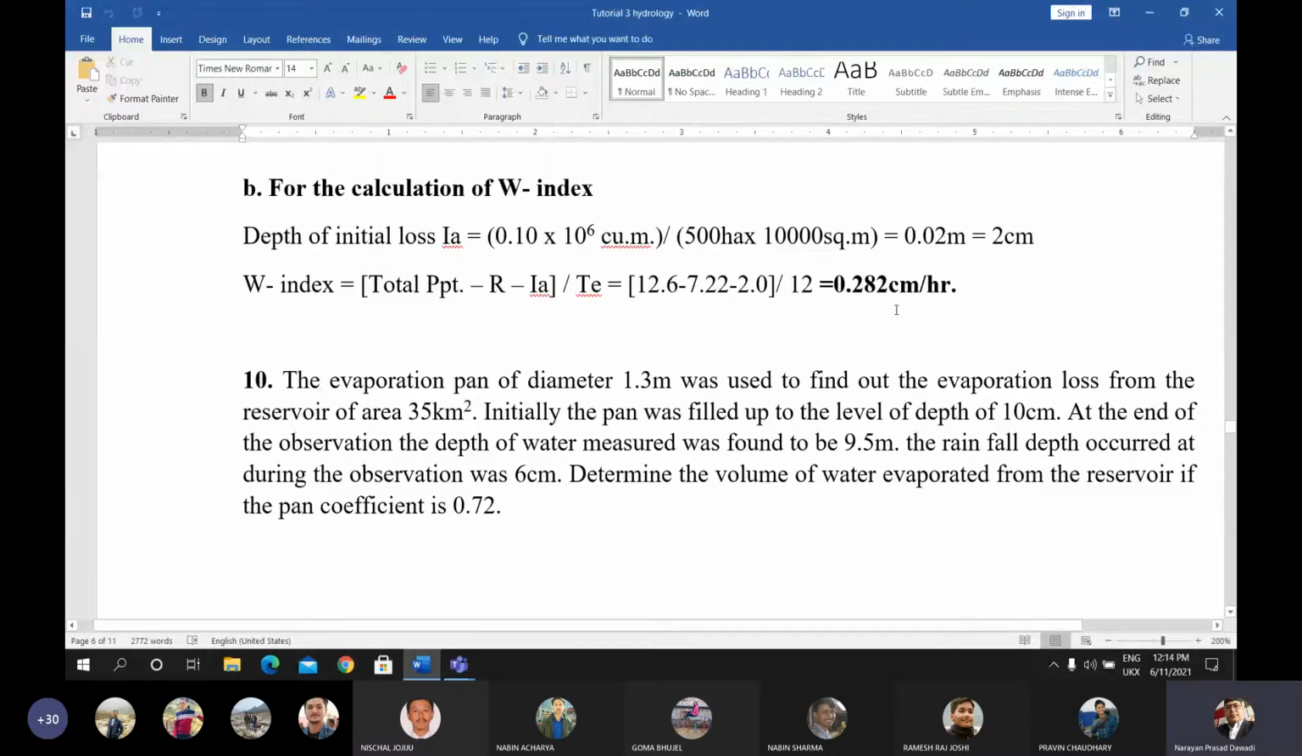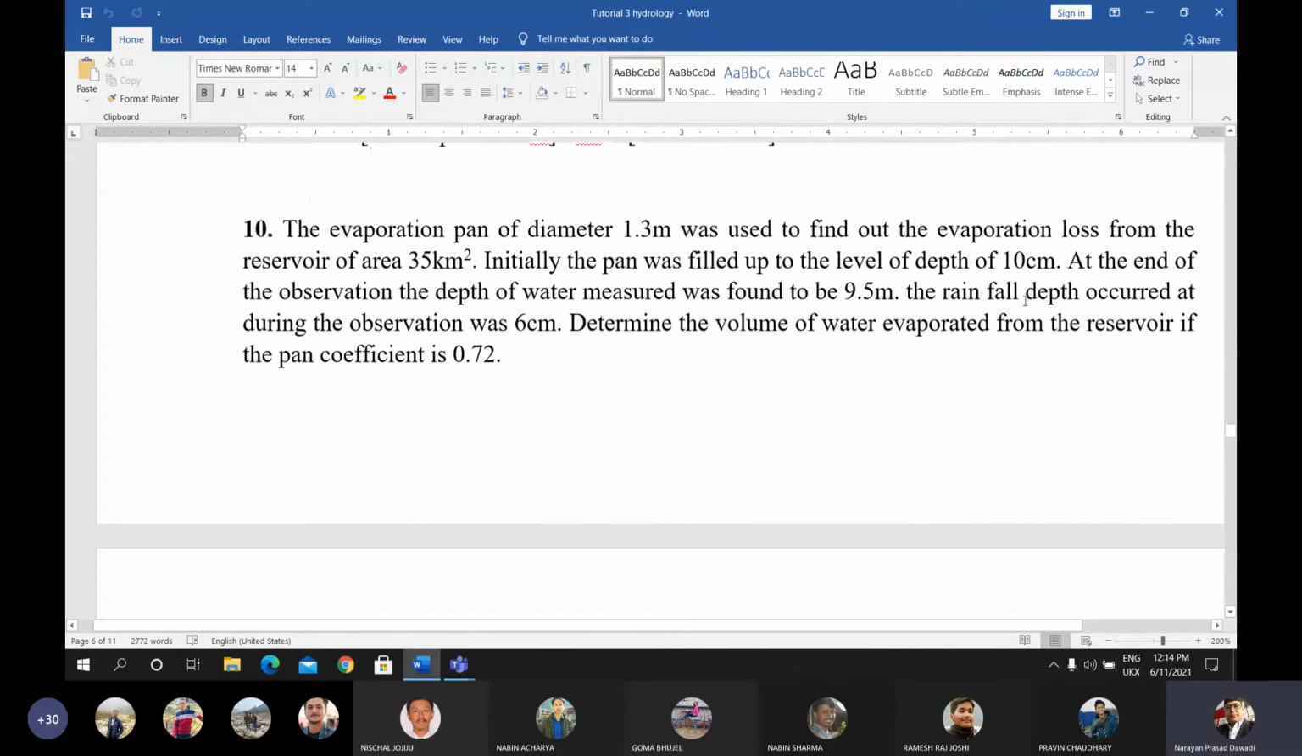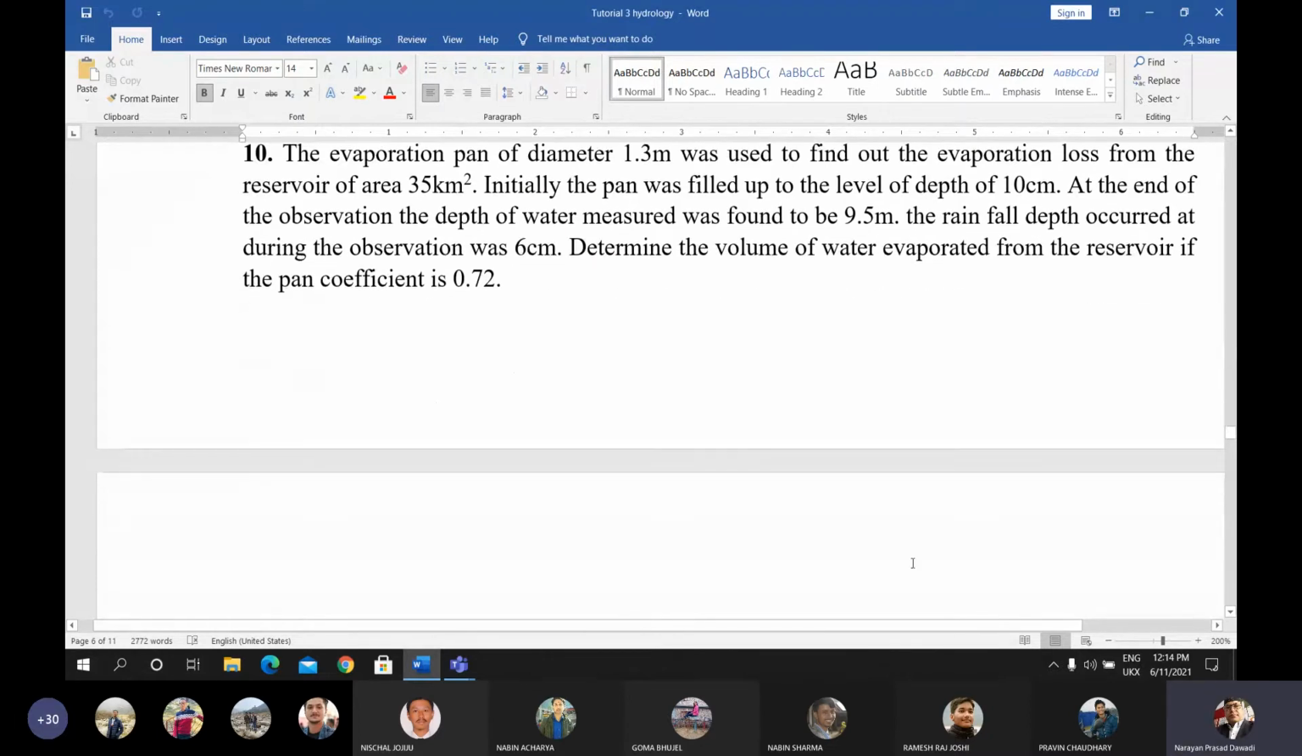This is the difference, and we can calculate W index in this way. Now, this is question number 10. The evaporation pan of diameter 1.3 meter was used to find the evaporation loss from the reservoir area 35 kilometer square. This is the pan evaporation. We have to calculate the evaporation.